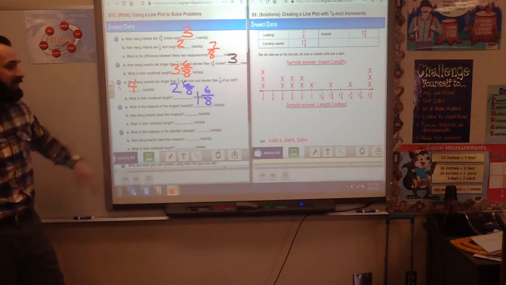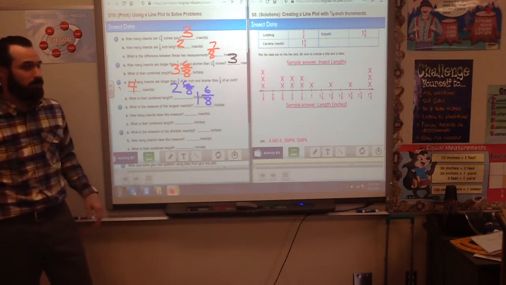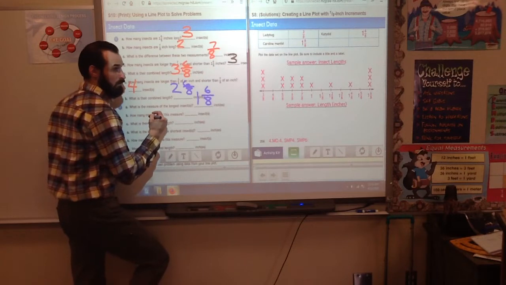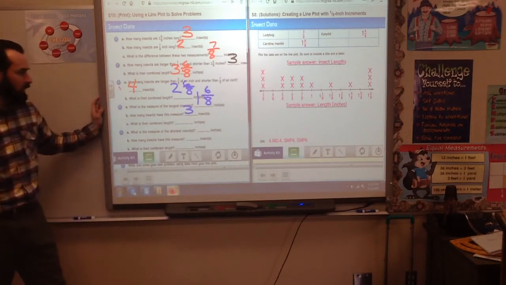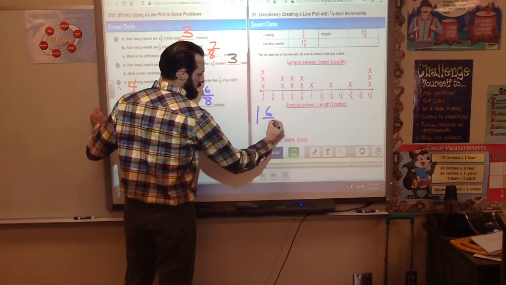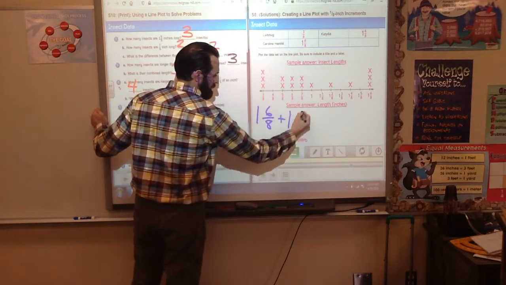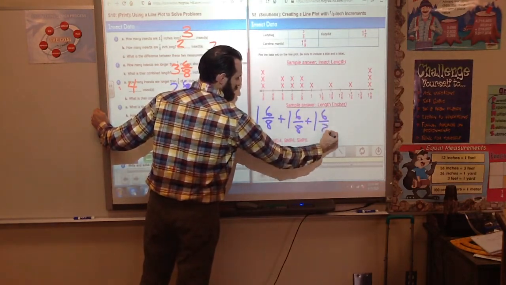Okay, how many insects have that measure? How many insects were 1 6/8 long? You should write down 3. You could have done that before me. So what's the combined length of those? We're going to add those up. 1 6/8 plus 1 6/8 plus 1 6/8.